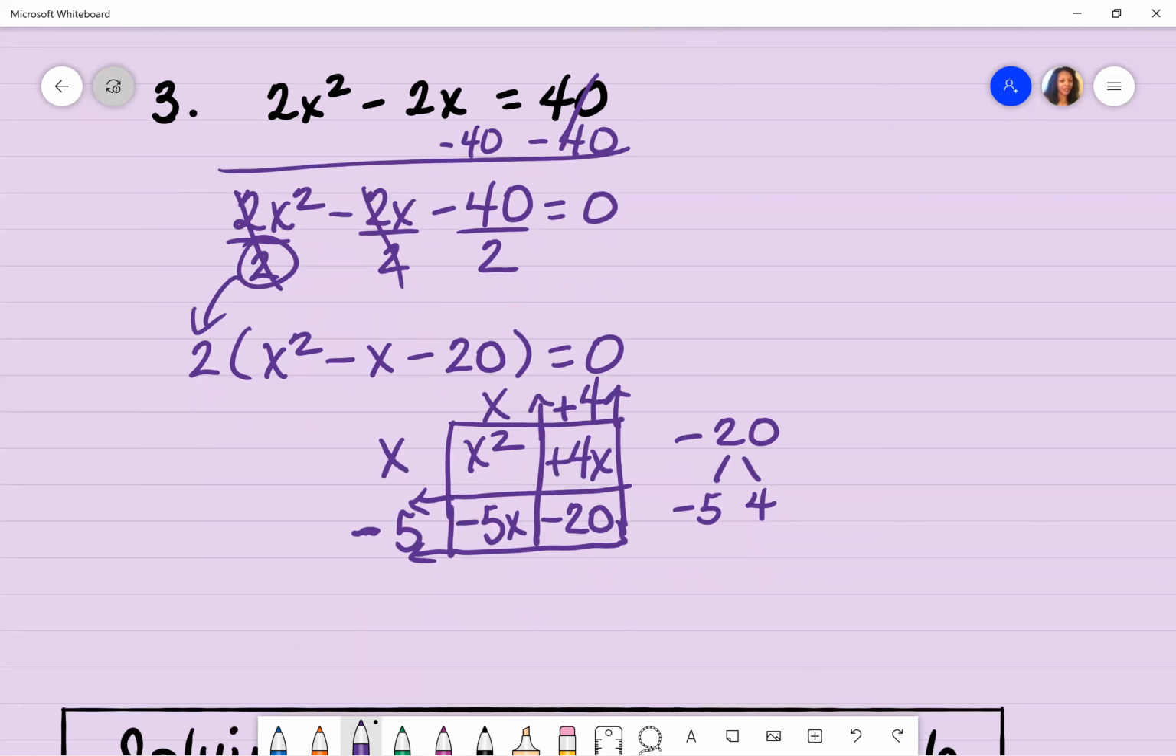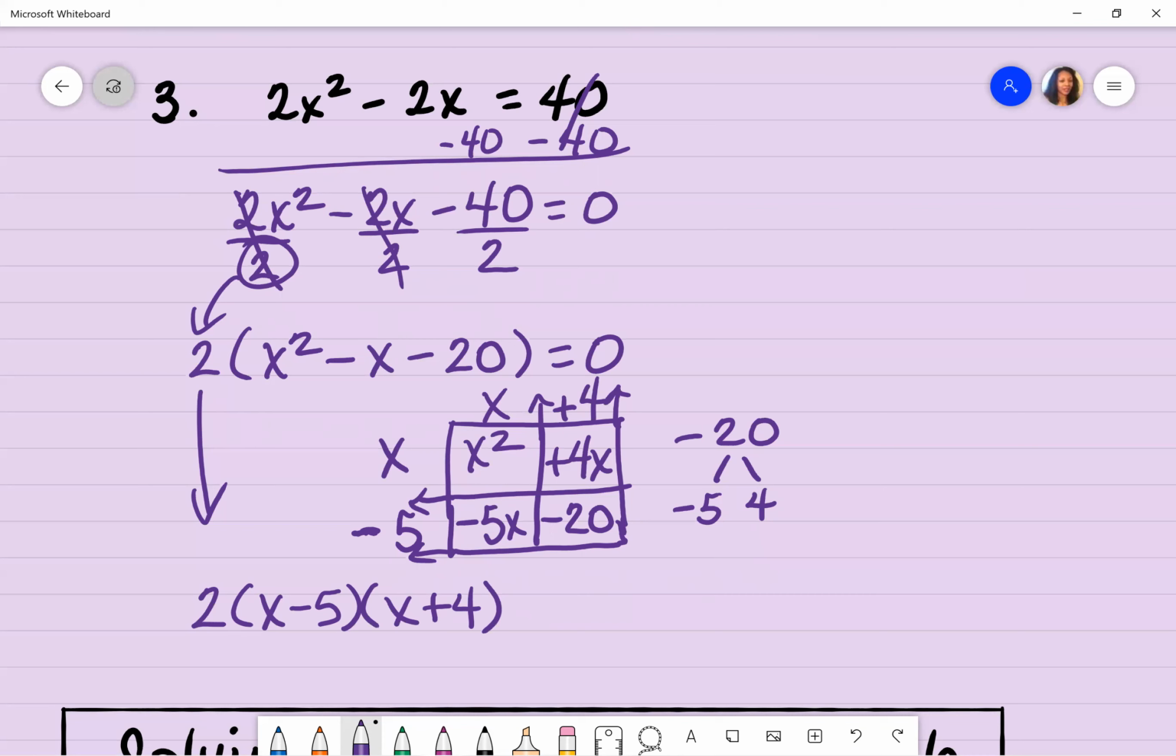So I have my factors, including the GCF, which in this case really doesn't matter because we're going to get rid of it. But if you were factoring, make a habit of bringing your greatest common factor down. That's part of your factor. So 2 times the quantity of x minus 5 times the quantity of x plus 4.